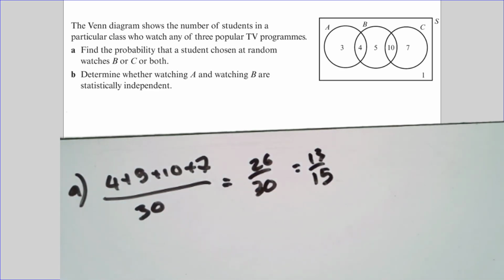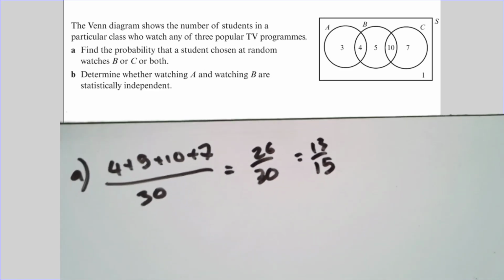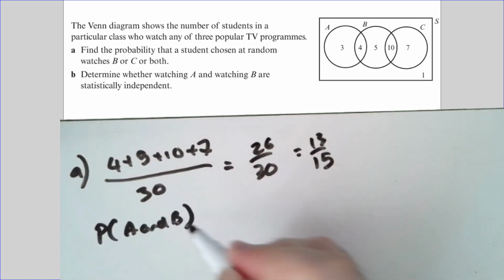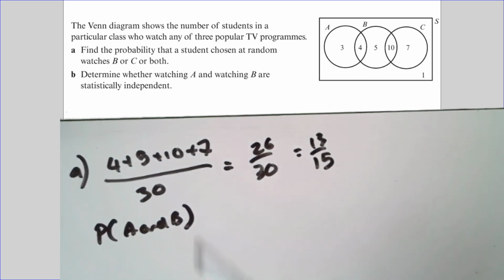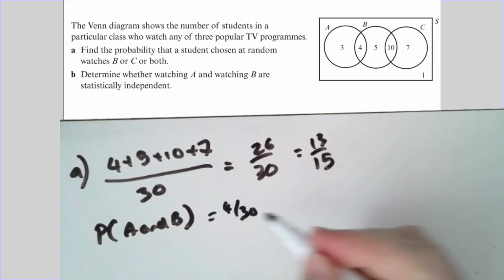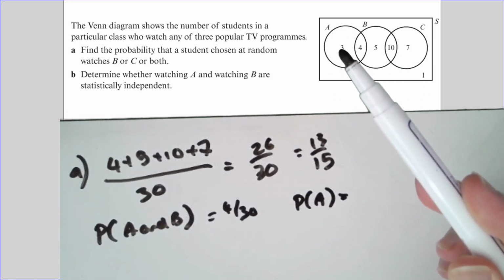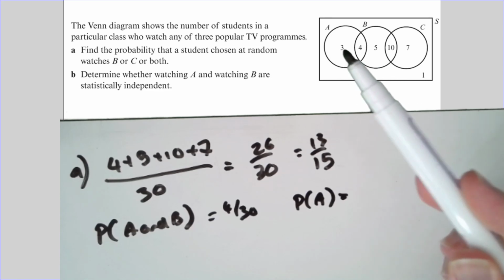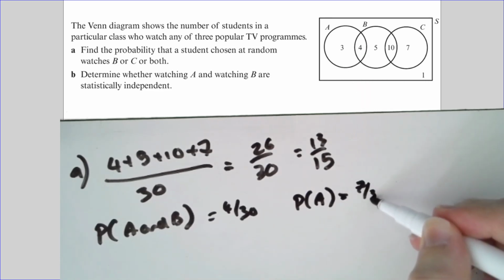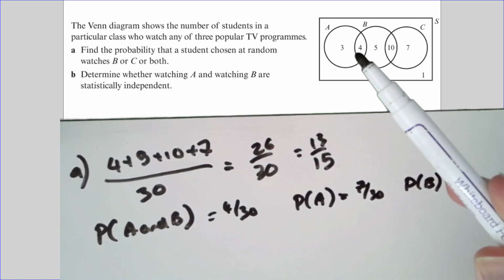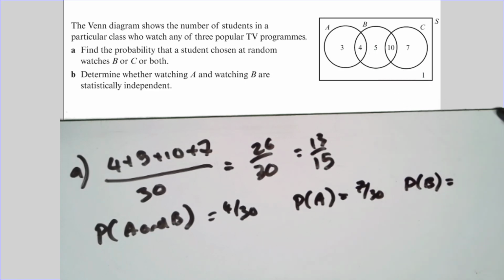Determine whether or not watching A and B are statistically independent. So here we're going to use the independence test. We can work out the probability of A and B from our diagram, which is 4 out of 30. The probability of A is not 3 out of 30, it's 7 out of 30, because these things are both in A. And the probability of B is 4 and this 5 and this 10, so it's 19 out of 30.